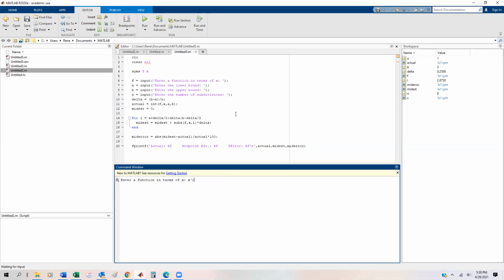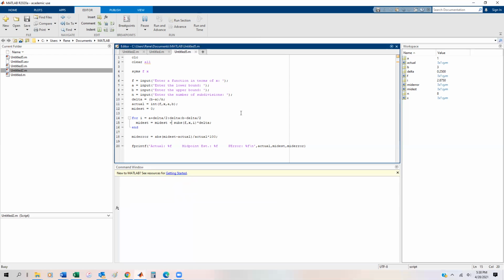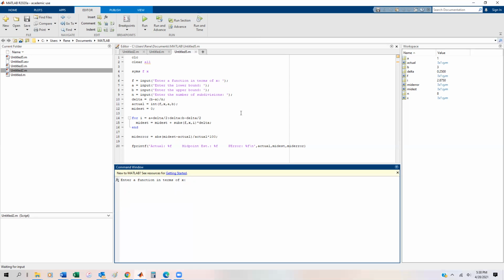So let's try x squared. Let's go from 1 to 3, and let's just do 8 subdivisions. There we go. So this is a really good approximation just using 8 subdivisions. Now, of course, if we use more subdivisions, we'll get even closer to the precise answer.